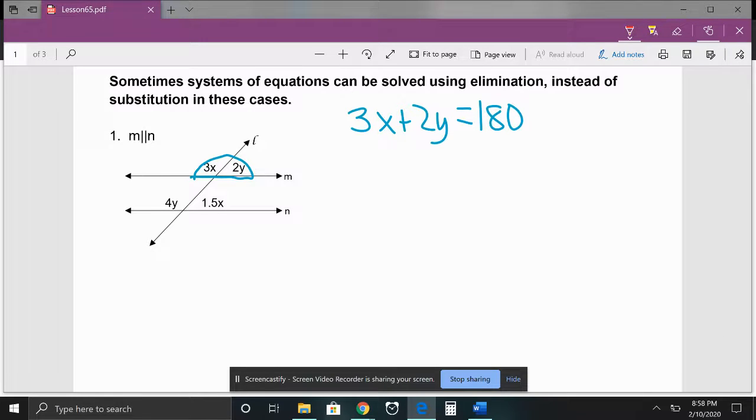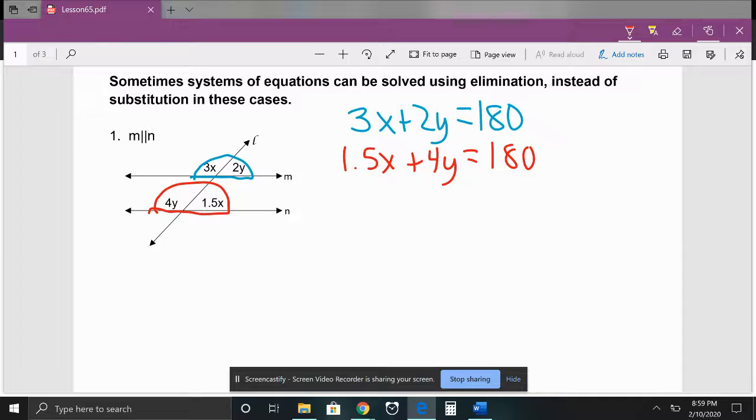We take a look at the other numbers right here, 4y and 1.5x. They also make 180 degrees, right? They make a straight line. They're supplementary. And when we add them together, it's going to equal 180. Now, I have to be careful because I want to line up the y's and the x's. So I'm going to put 1.5x first and then plus 4y. That's so I can line up the x's and the y's so that I can do elimination. So there's my two equations. We have a system of equations.